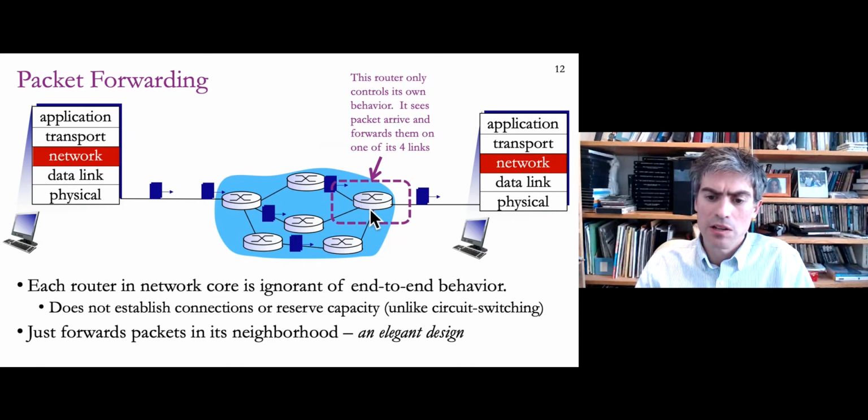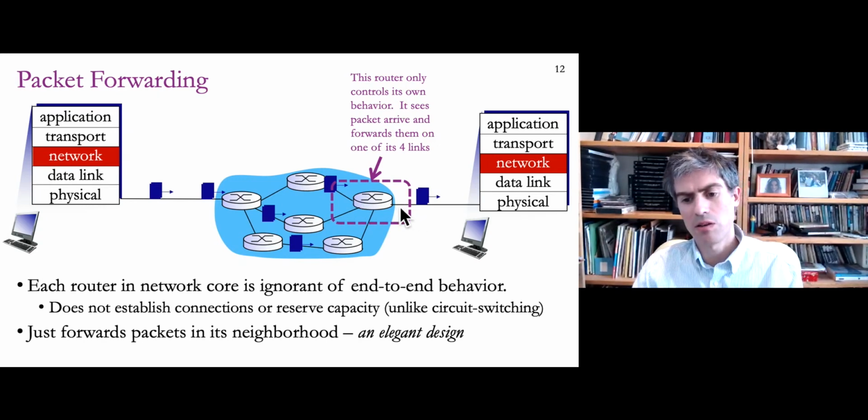So for this particular router that's highlighted here, it only controls its own behavior. It only knows about the 4 links that it's connected to directly, and it also communicates with those neighbors on the other sides of those links. But it receives packets on those links, and it forwards packets along any one of those links depending on the rules that it has. Those rules, of course, have to be defined correctly. We'll talk about that later, like I said. But this decentralization is kind of elegant. And that's a central feature of the internet.